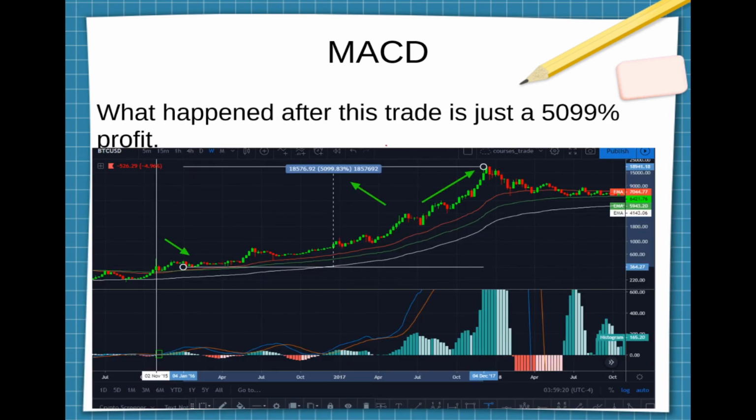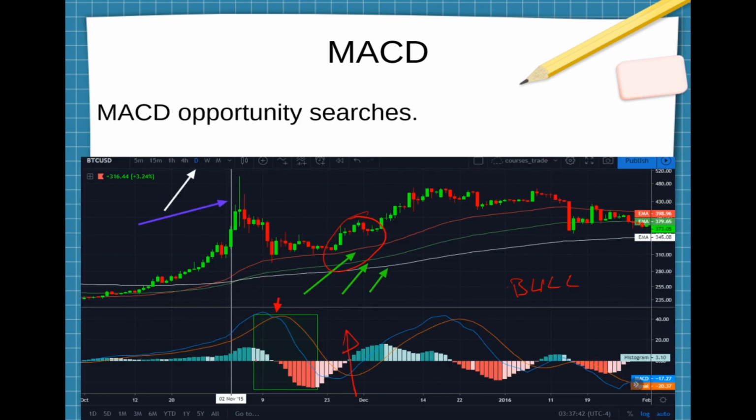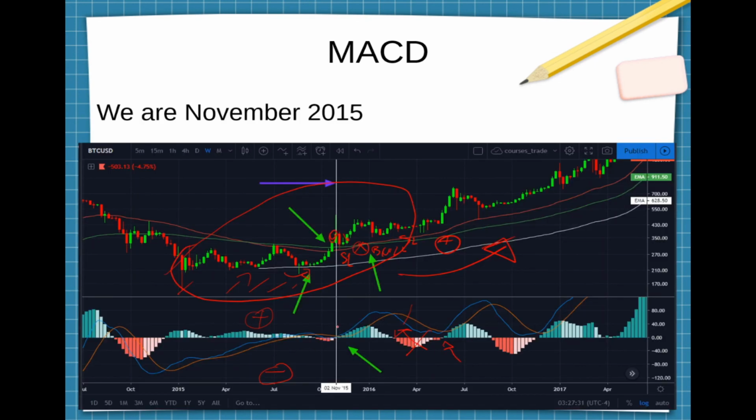So what happened after this trade is 599% profit. This is the same green box. You see this green box right there? Those zones, let me show you. You identify in a weekly time frame. You get your trend here. Trend is set up here.